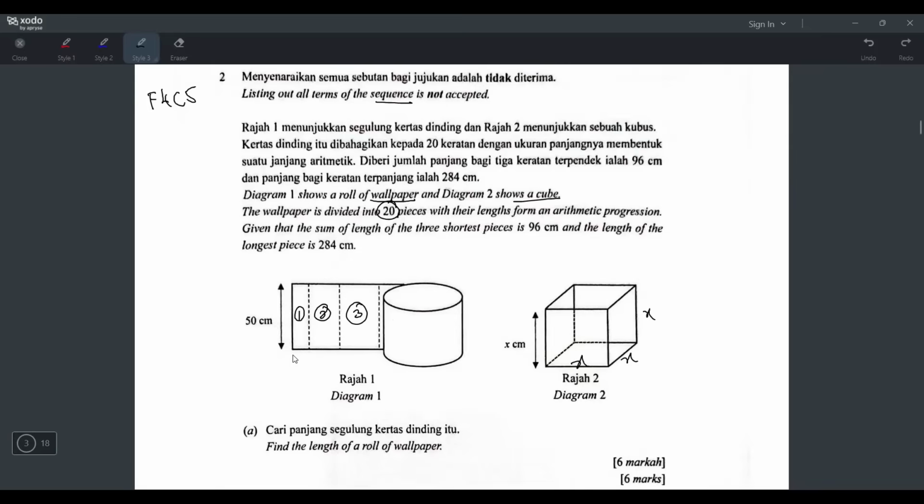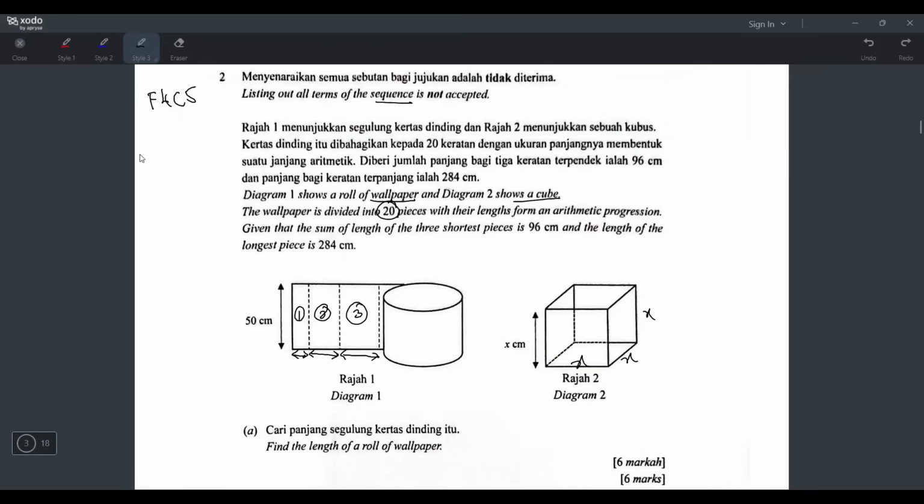So I think the length they're talking about is this length right here, lah, because you can see the length is actually increasing, right? So the second length is actually longer than the first one, and then the third one is longer than the second one. So the length actually forms an arithmetic progression. But what about the width of the wallpaper? The width never changes. It's 50, 50, 50, 50, 50, 50. The only thing that changed is the length.